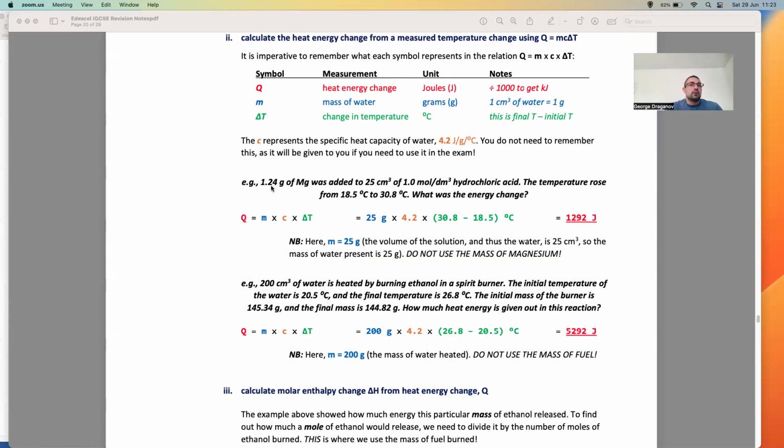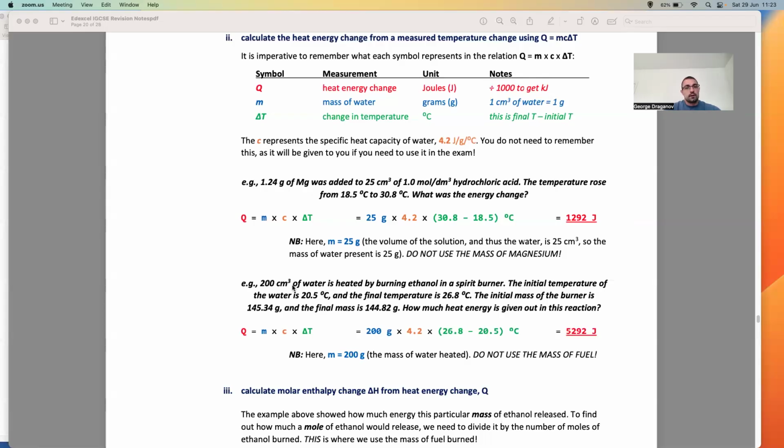That is not the mass of the solution. The mass of the solution is the 25 centimeters cubed because density is 1. So my mass is 25, my C is 4.2, and my delta T is the difference between these two. When you multiply them, you get this as the energy in joules. This again emphasizes don't use the magnesium.